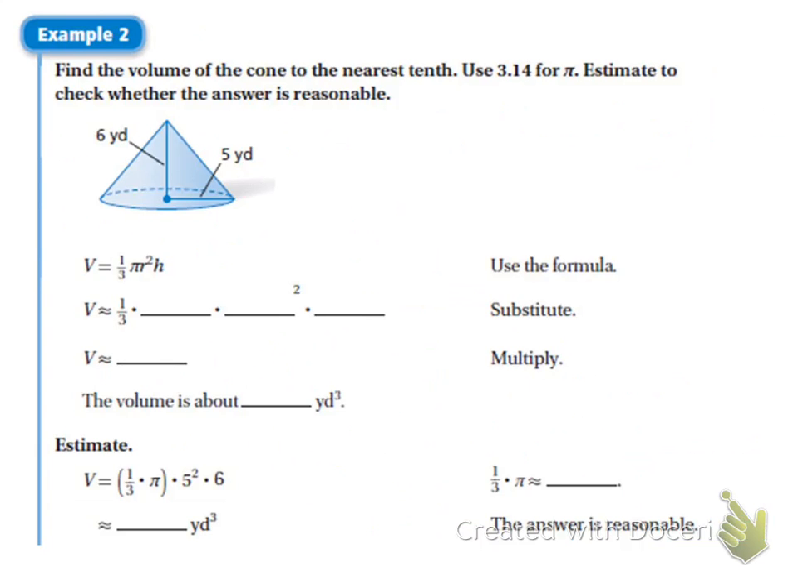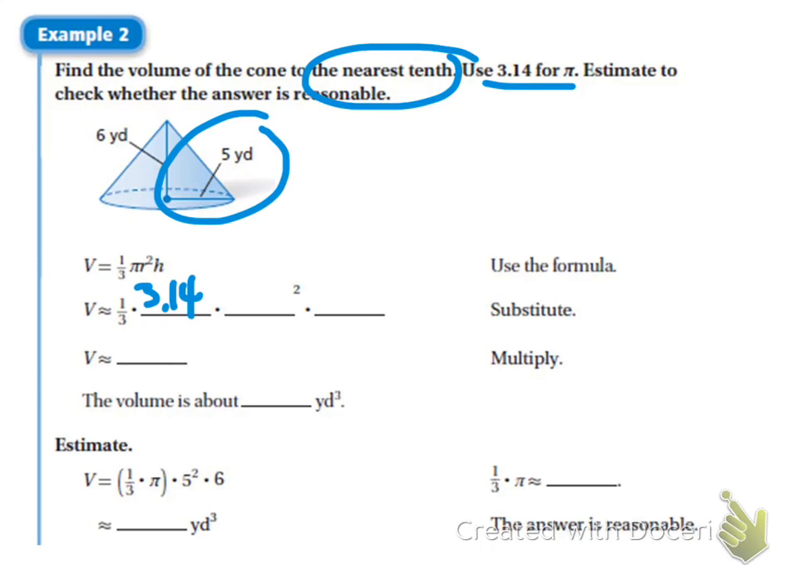Find the volume of the cone to the nearest tenth. Notice it said that on the last problem and this problem. We're going to use 3.14 for pi. So let's find out and fill in our blanks. So we have pi, which is 3.14, times the radius. What's the radius? Lewis? 5. That's correct. Loreline, what's 5 times 5? 25. That is correct. And then we're going to multiply by the height, which is 6.